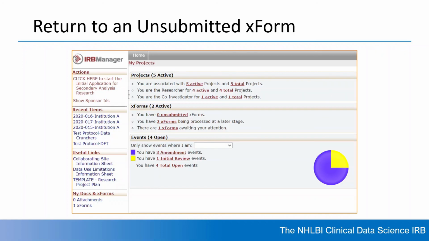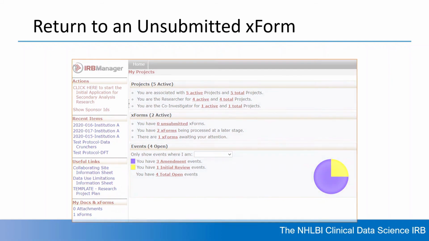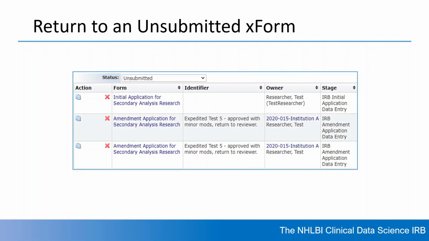Returning to an unsubmitted xForm. If a user needs to return to an xForm that was started but not submitted, they can access the xForm via one of two methods on the dashboard. Under the My Documents and xForms menu on the left side of the dashboard, they can click the xForms link, or in the middle of the dashboard, they can click on the Unsubmitted xForms link under the xForms header. A table of unsubmitted xForms will open. Then they can click on the link for the xForm to continue working on the form.